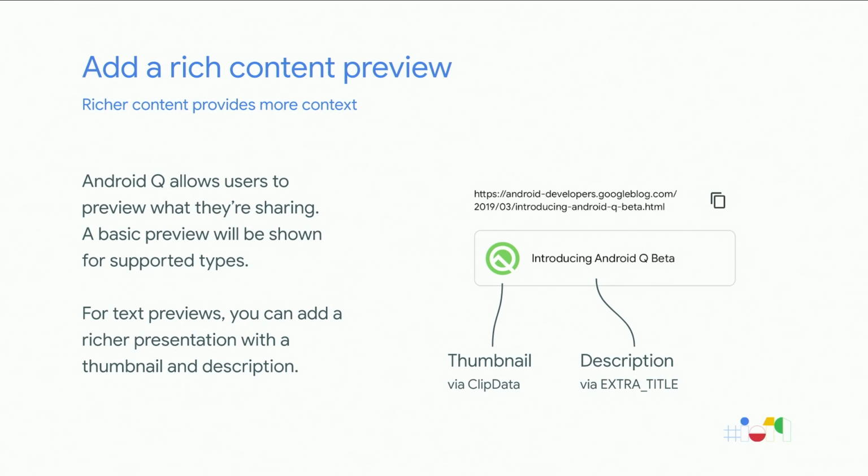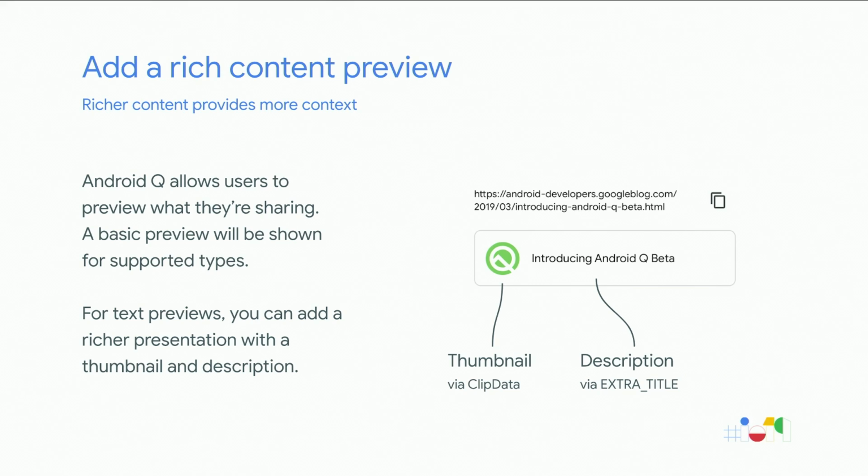Sometimes when you hit the share button, it's not exactly clear what you're sharing. We know this is a problem. And so to help with that, we've added a system-generated preview for several different MIME types. It's now way easier to copy text.